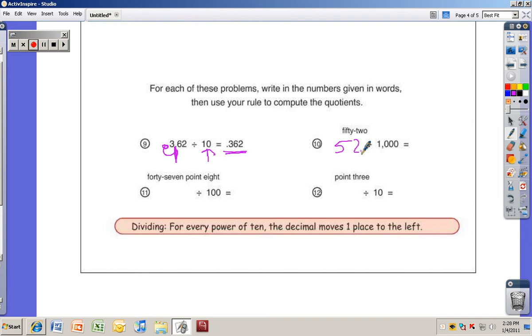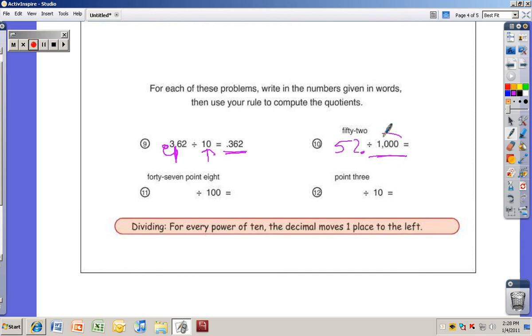Where does the decimal point start? Where's the decimal in this number? After the 2, right? If I'm dividing by 1,000, what am I going to do with that decimal point? You're going to move it 3 spots. To the right or the left? I'm dividing by 1,000. Do I move it to the right or the left? Now it gets confusing, huh? It's like, which way do we move it?